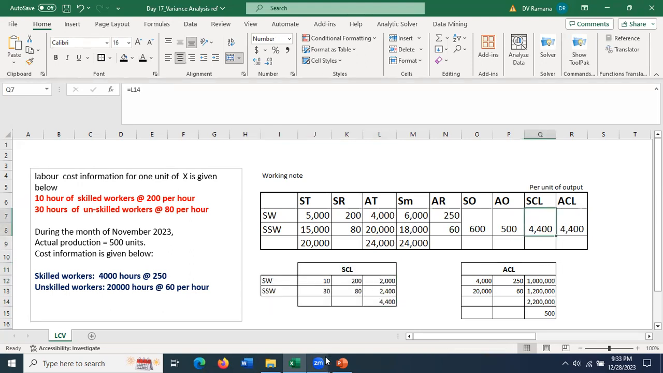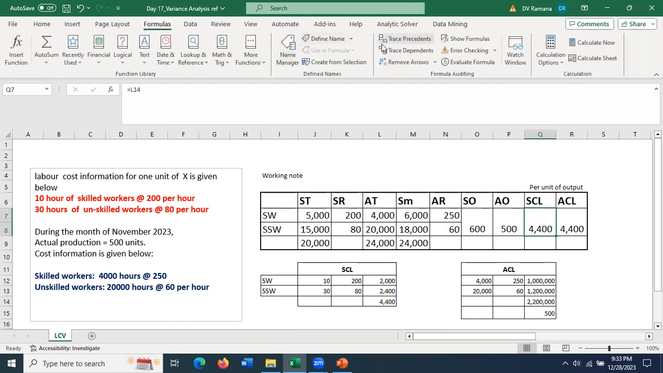You can see that. So how did this 4,400 come? 10 workers working for 10 hours at the rate of 200 per hour, and 30 hours at the rate of 80 per hour. 4,400 is the cost for 1 unit of output. So the standard cost of labor per unit of output is 4,400.